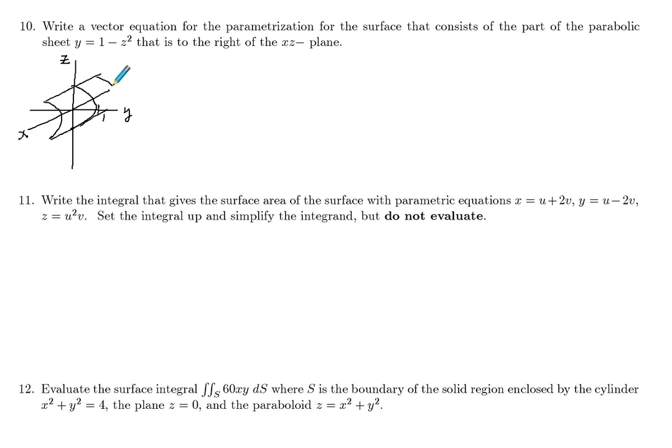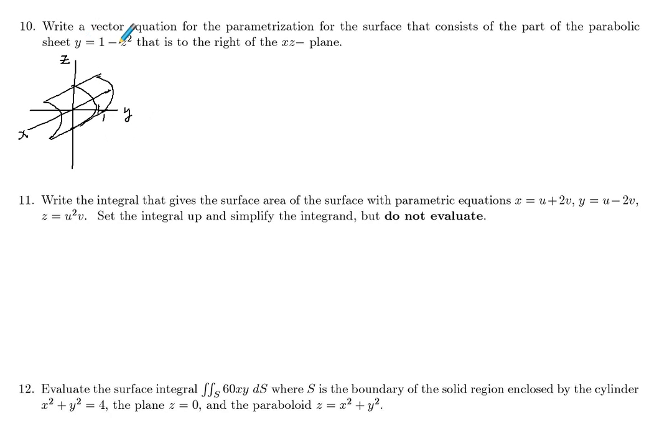So you get this parabolic sheet like that. And we only want the part that's to the right of the xz plane. So here's the xz plane, so we're stopping right here, here, here. We just want what's to the right. So this is the surface that we want to parameterize.